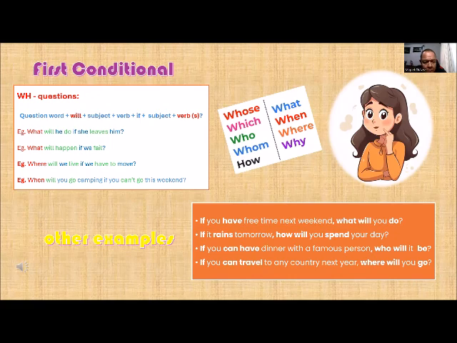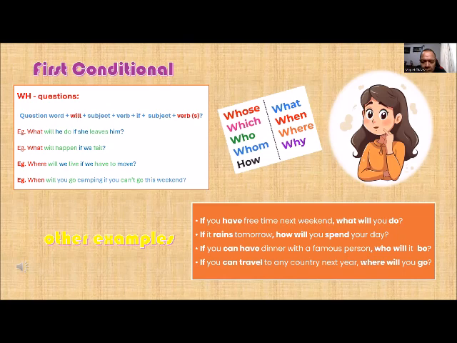For example, what will he do if she leaves him? What will happen if he fails? Where will we live if we have to move? When will you go camping if you can't go this weekend? The main question words are whose, which, who, whom, how, what, when, where, and why.